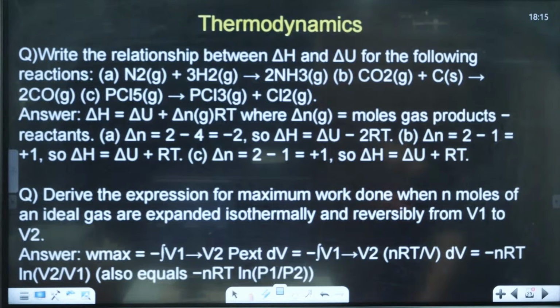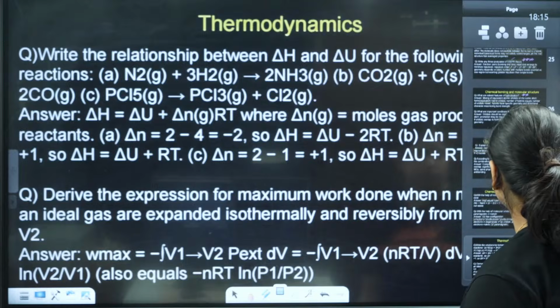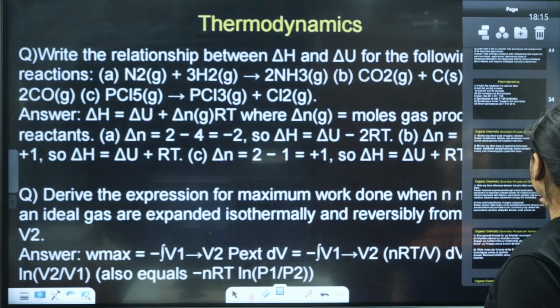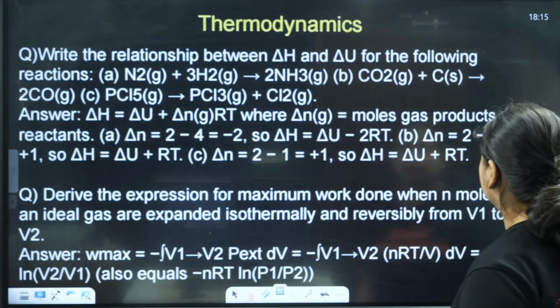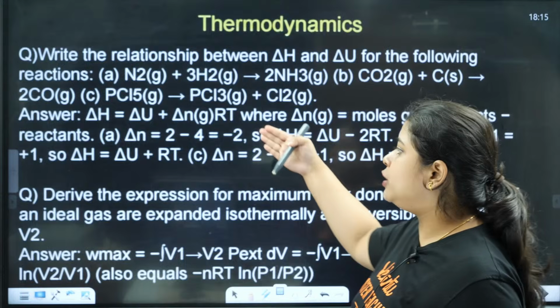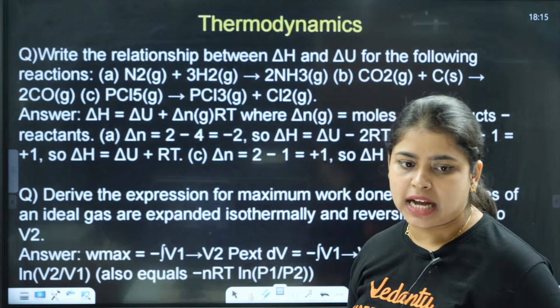Understood? The next chapter is thermodynamics. Clear till here, everyone? Yes. Write the relationship between delta H and delta U for the following. They will give the equation, and you need to write the answers for them.